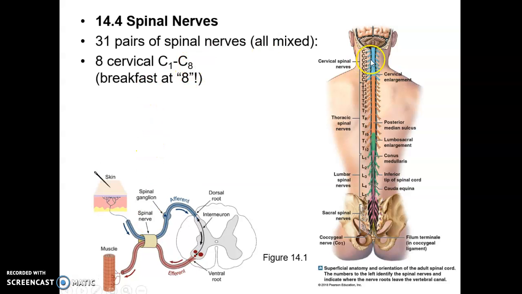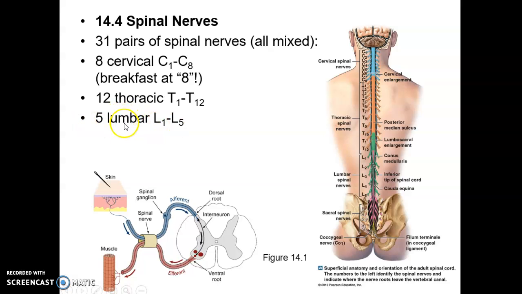We have 8 cervical spinal nerves, C1 through C8, breakfast at 8. Remember when we did the vertebral column, we only have 7 cervical vertebrae. So that was an earlier breakfast. Okay, 12 thoracic, right? Lunch at 12. 12 thoracic spinal nerves, T1 through T12.